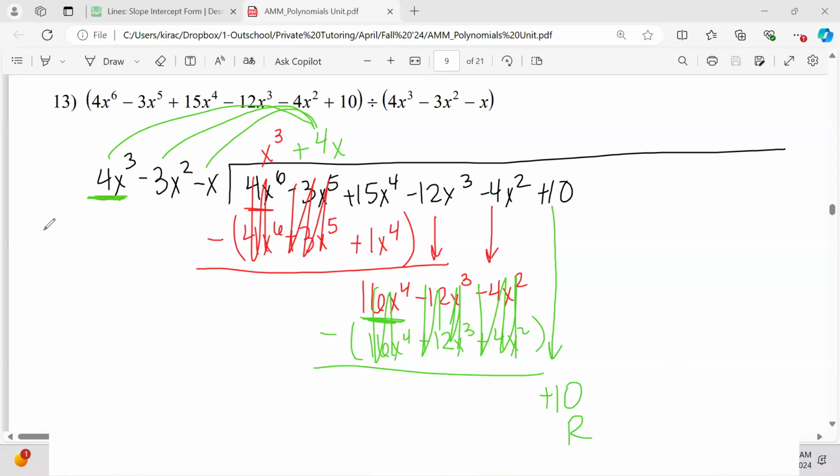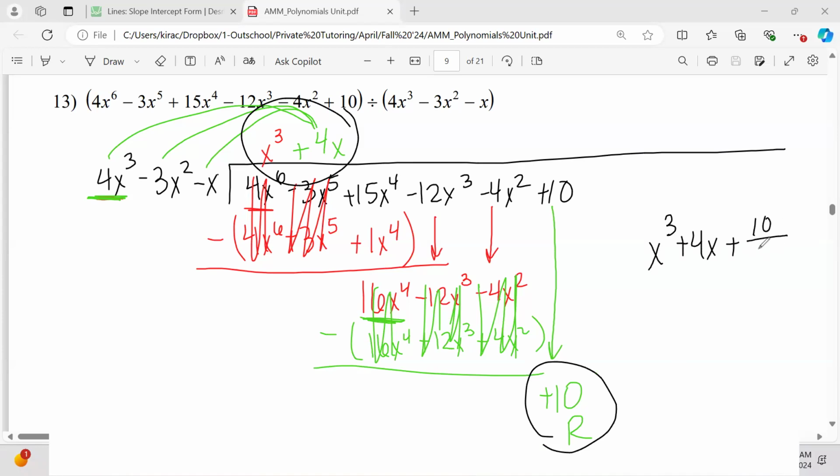So that wasn't near as bad as it looked. Here's our quotient, here's our remainder. So final answer would be x cubed plus 4x with a remainder of positive 10 over the original divisor. So some of these look just horrific, but once you get into it, that was actually surprisingly not too bad. And we've got one more.